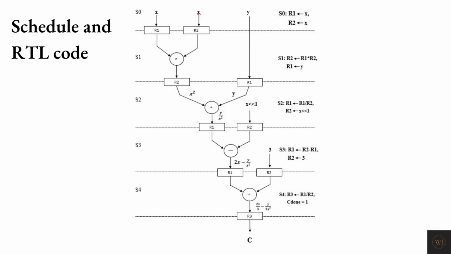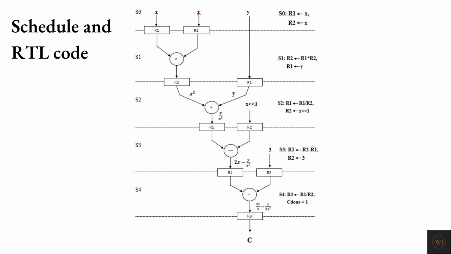There are 5 states, from state 0 until state 4. State 0. Substitute variable x into register 1. Substitute variable x into register 2. State 1. Substitute result, register 1 multiply with register 2, into register 2. Substitute variable y into register 1.